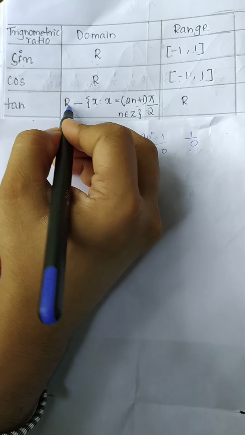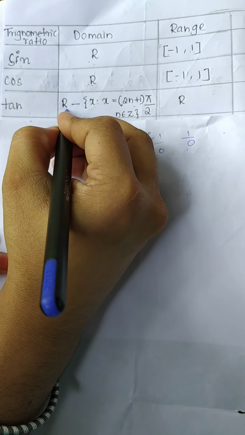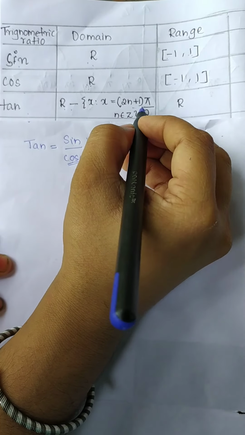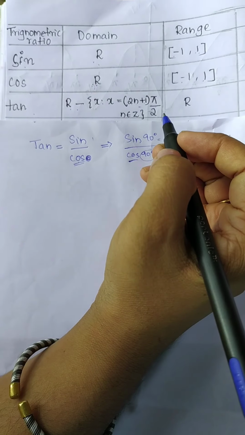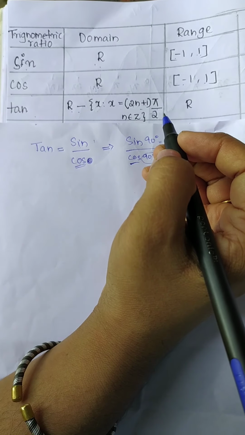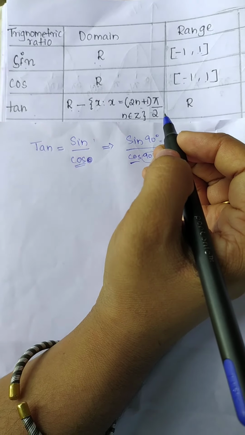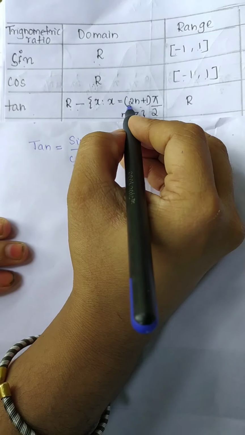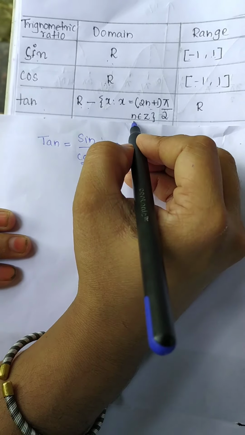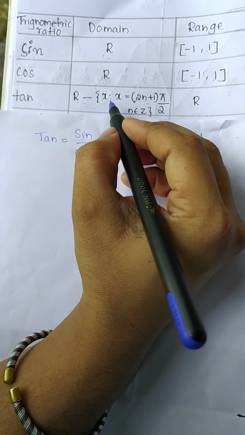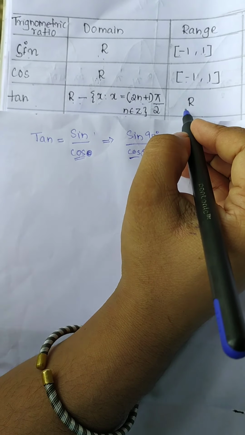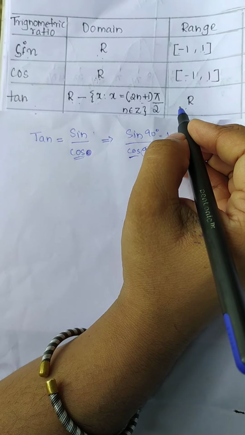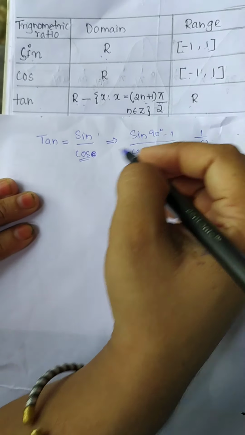The domain of tan is the real numbers minus the values where the cos function is 0, that is (2n plus 1) pi by 2. Not only pi by 2, but also 3 pi by 2, 5 pi by 2; everywhere we get 0. So (2n plus 1) pi by 2, where n is an integer. So this is the domain of tan. Then what is its range? Its range is every real number. So that's enough.